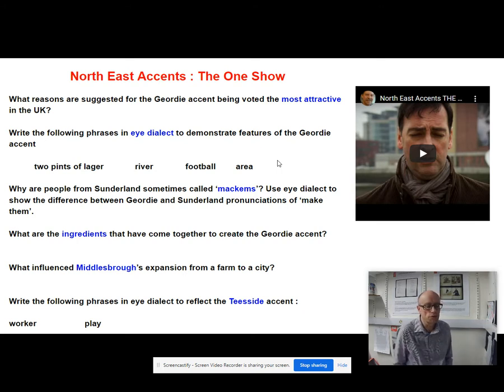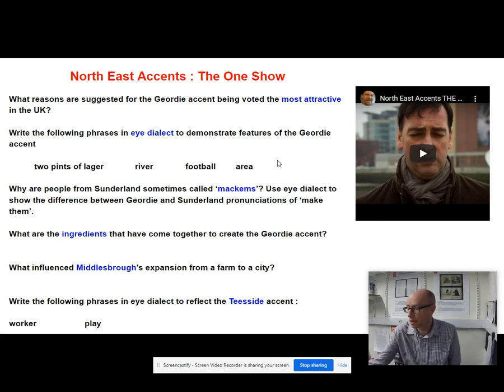Well, one of the reasons put forward is that it has very strong representation in the media, that we frequently hear Geordie voices on the TV and on the radio, and therefore its familiarity gives us kind of positive associations. Okay, and this is backed up with research.